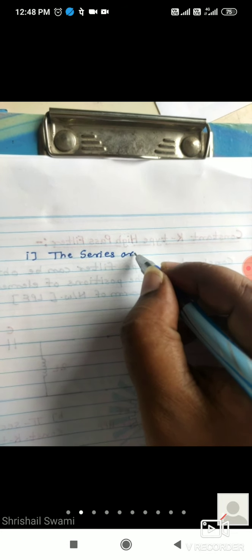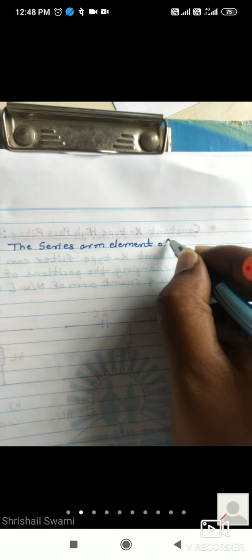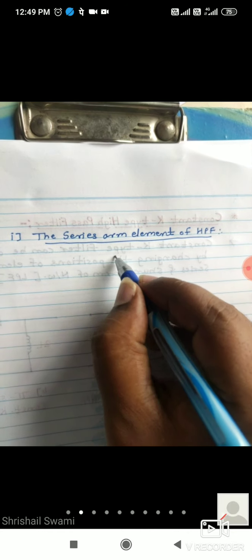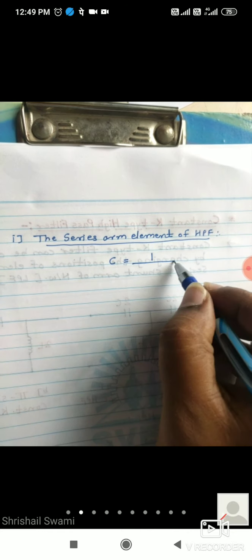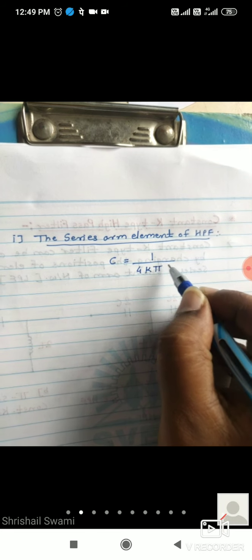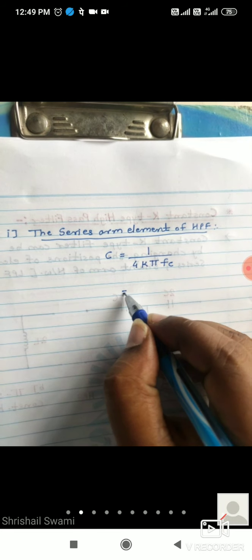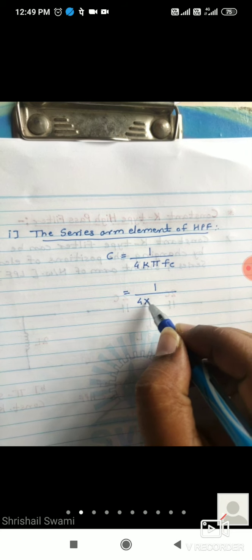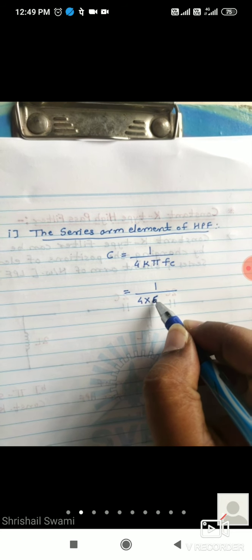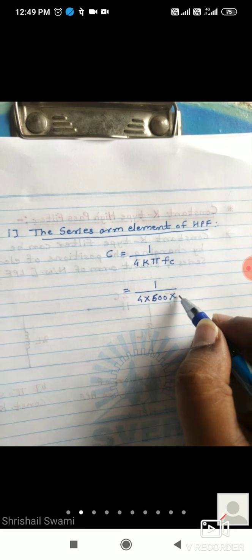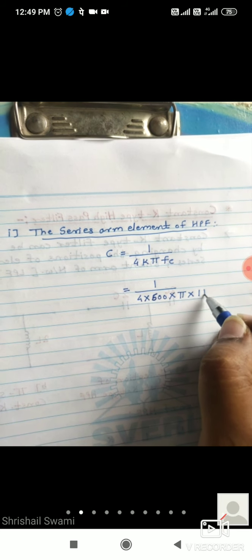So first we will start with the equations. First calculation, the series arm element of high pass filter you can calculate. So series arm has capacitor C is equal to 1 upon 4 K pi into fc. So put the values: 1 upon 4 into 600 into pi into 1k.